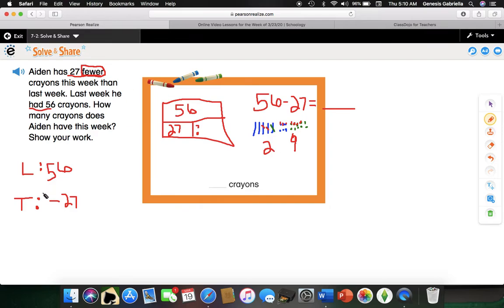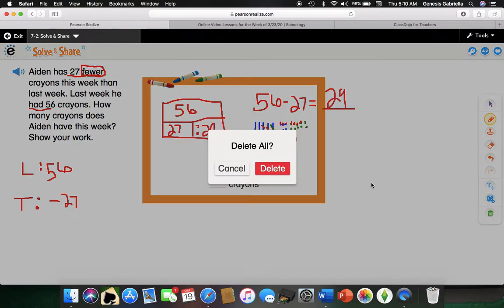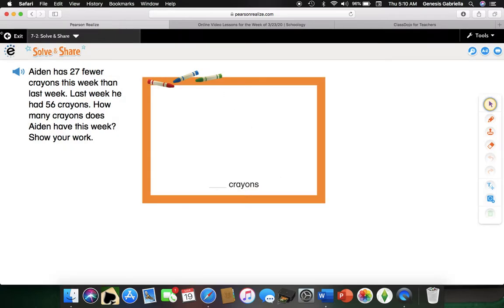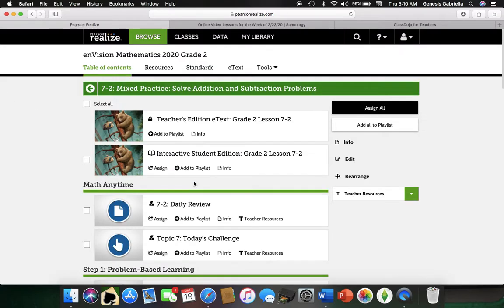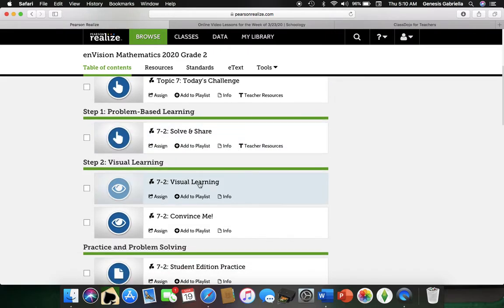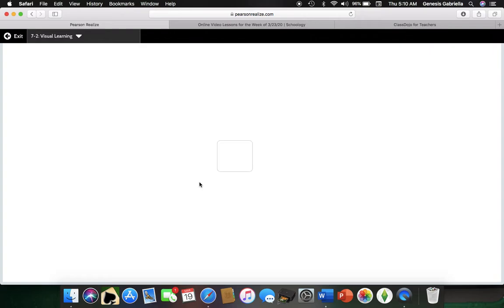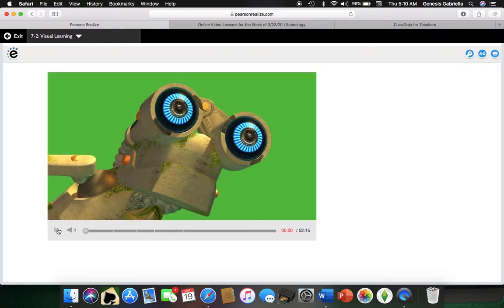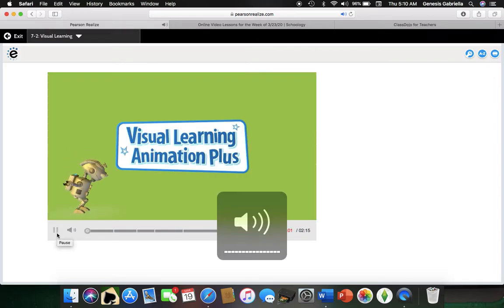So we learned that this week Aiden has 29 crayons. So I'm going to fill in my unit bar and my solution sentence. And that's it. Alright, so make sure that you do today's solve visual learning. I'm going to go ahead and play it just in case you can't access Pearson. Alright. If this will play, there we go.